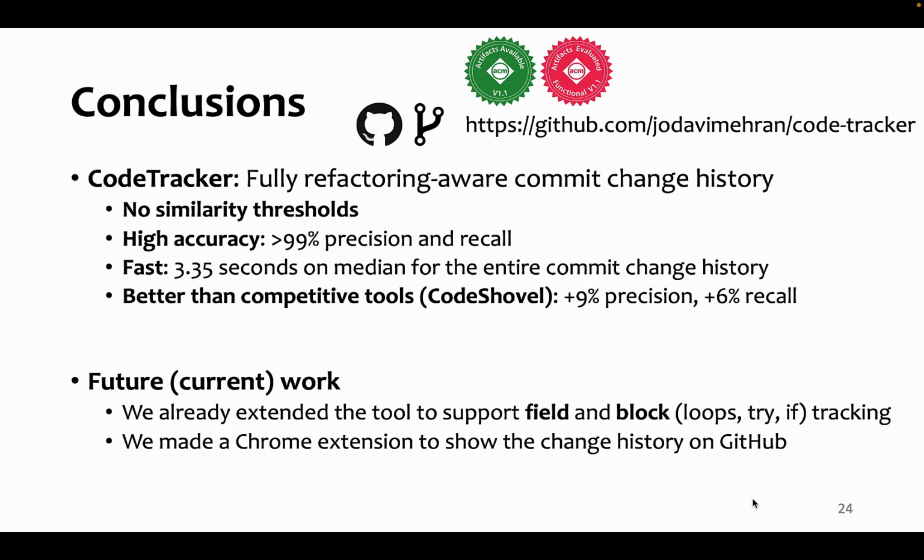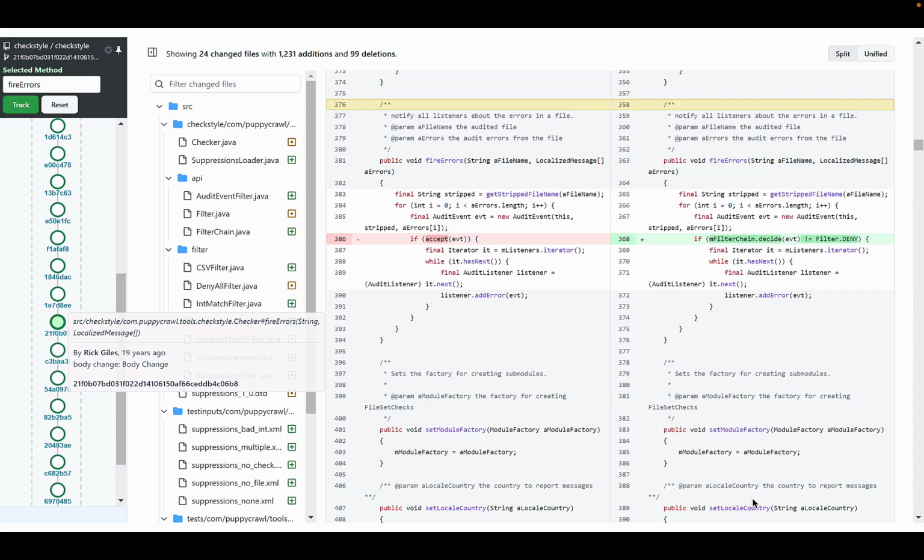As part of our current work, we already extend the tool to support field and block tracking, such as loops, try, and if statements. And we also made a Chrome extension to show the change history directly on GitHub, which we will use in order to conduct some experiments with developers.